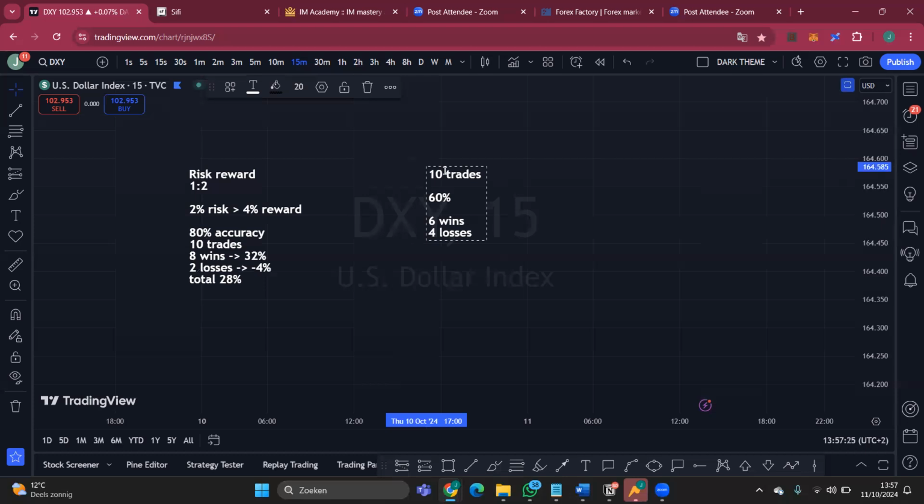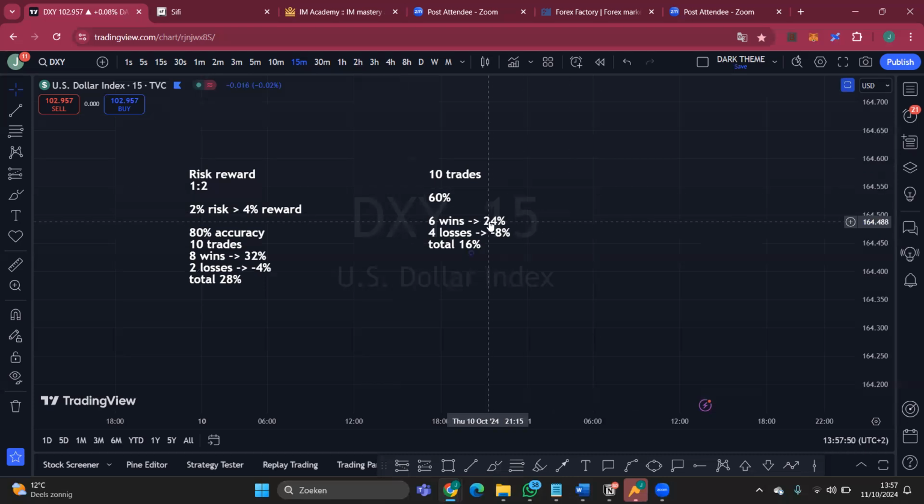You'll probably not be happy if you look at it from an emotional standpoint. You'll be like, yeah, but I'm losing 4 times, and you're getting emotional. You're not supposed to be emotional, right? Because 6 wins bring you 24% profit, and 4 losses will be minus 8. This brings you to a total of still 16% profit, which is insane, right?